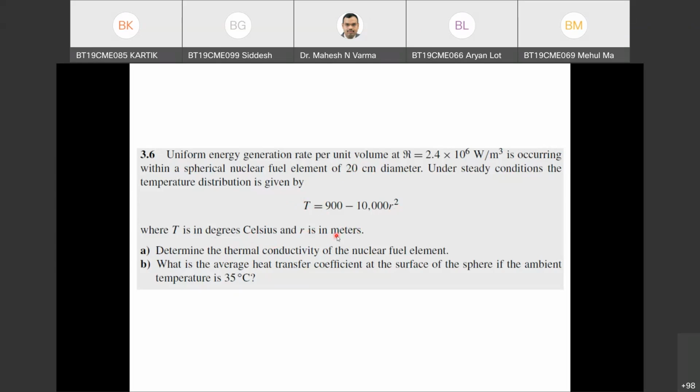Yes, sir. r is in meter. Yeah, r equals to 0.2 meter. So you got dT by dr. So how to get q?